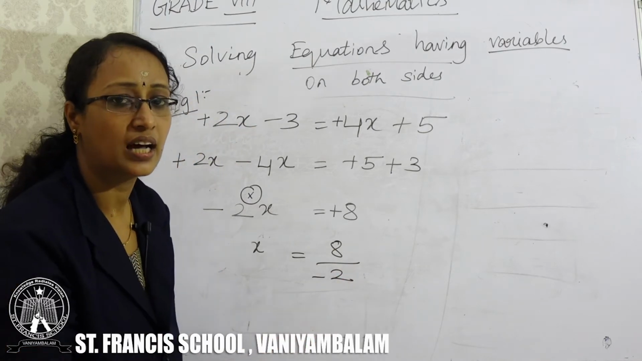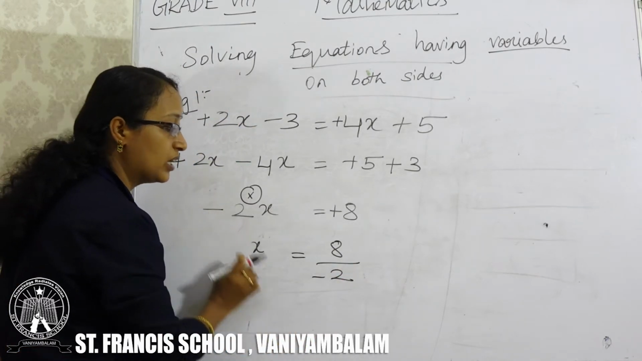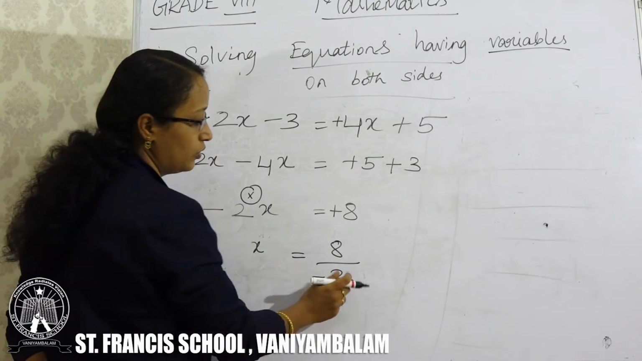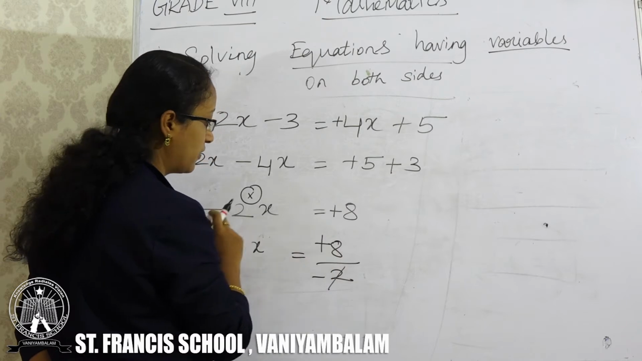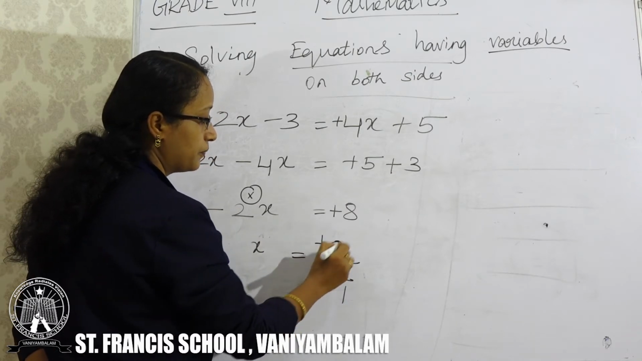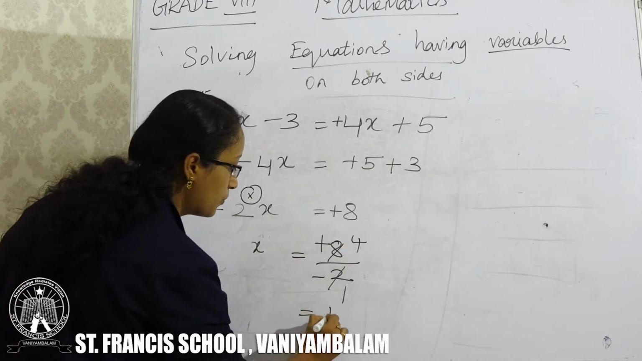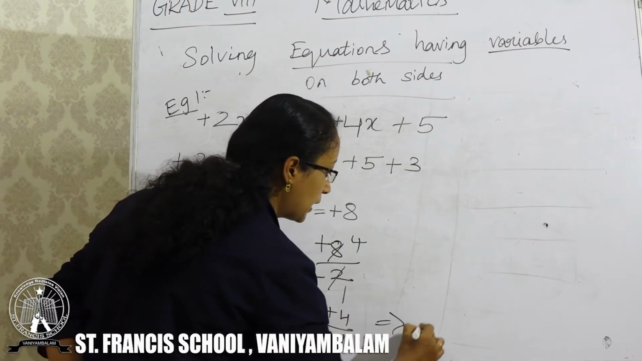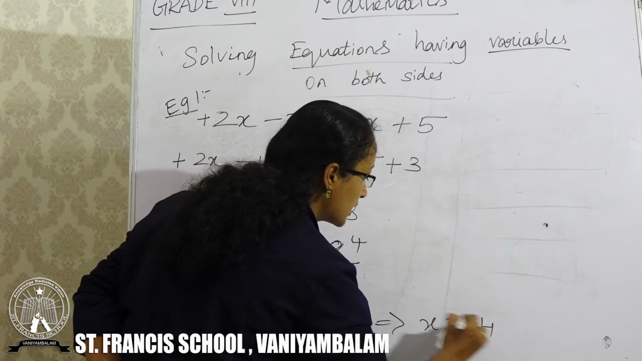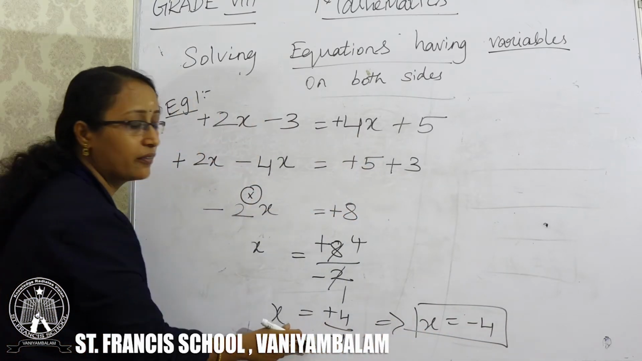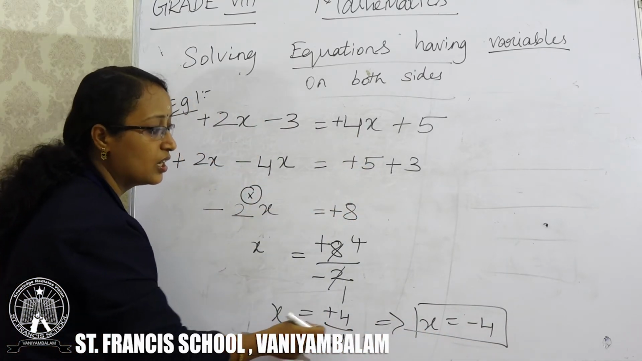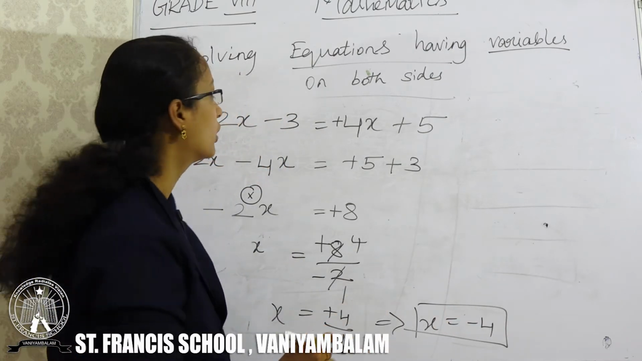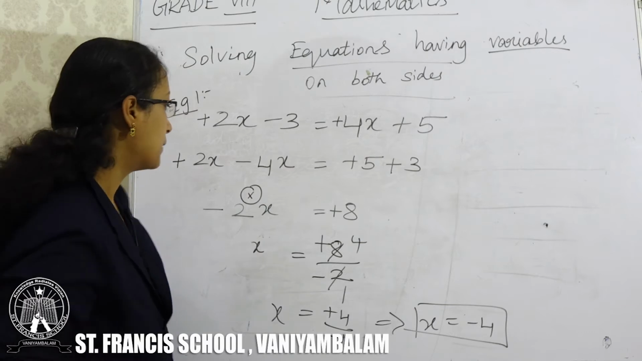When you take it to the other side, this 2 will go with symbol. What is the symbol here? Minus. So, plus 8 divided by minus 2. So plus 4 divided by minus 1, which is nothing but x is equal to minus 4, because 1 you have in the denominator, so you can write the common symbol minus 4. Got it? Okay.